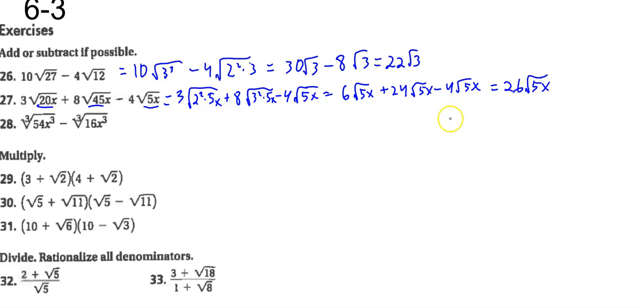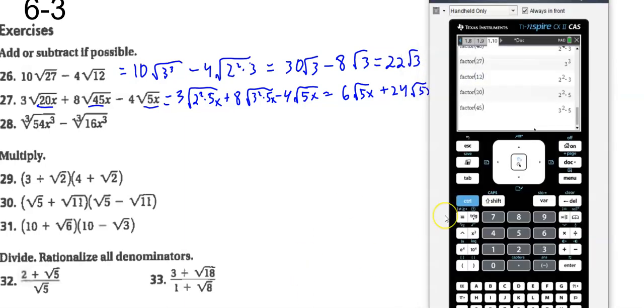Okay, let's get our calculator back out. We need to do some prime factorization. That's typically your first step here. So menu 3,2 of 54, menu 3,2 of 16. You probably already know that one. Okay, so this would be cube root of 3 to the third times 2 times x to the third minus cube root of 2 to the fourth x to the third.